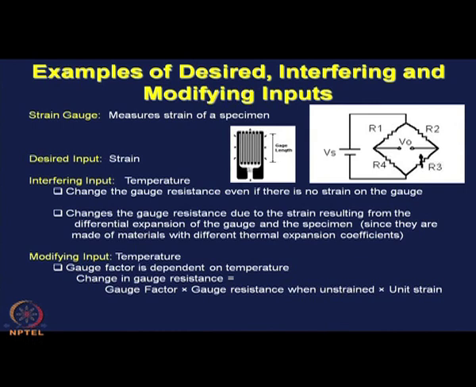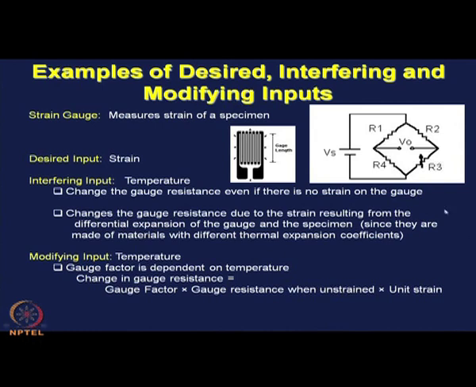This is an example of a strain gauge. We will talk about strain gauge in more detail later. For the time being, let us consider this is a simple resistance wire. Now, this resistance wire is cemented on a specimen. So, if the specimen is strained, the resistance wire also gets strained. Now, the resistance wire when strained, it will change the resistance of the resistance wire.